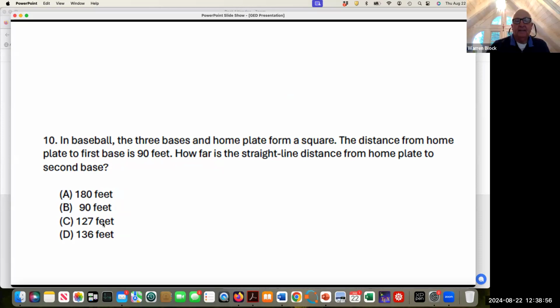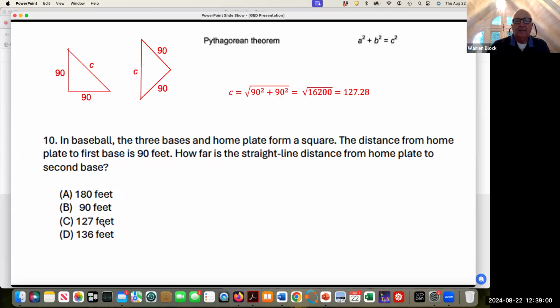Okay. Now here, it's useful to draw out a picture of the baseball diamond and see what you're actually finding out, and then use the Pythagorean theorem to find the correct answer. Use the calculator. Again, rule out 90 feet and 180 feet really quickly, and if you have to, just guess at the last 2.